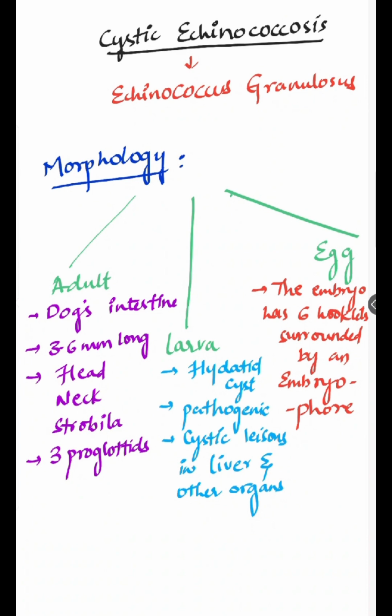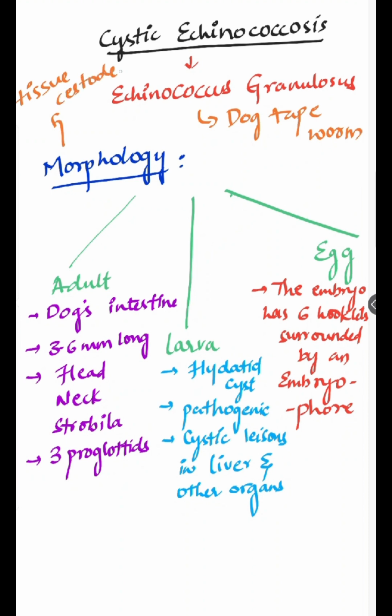The cystic echinococcus is caused by Echinococcus granulosus, which is also called the dog tapeworm. So coming to the morphology of the Echinococcus, generally it is a tissue cestode.